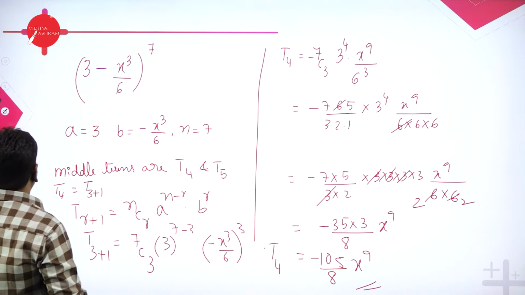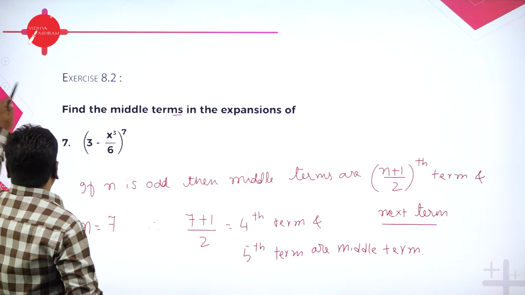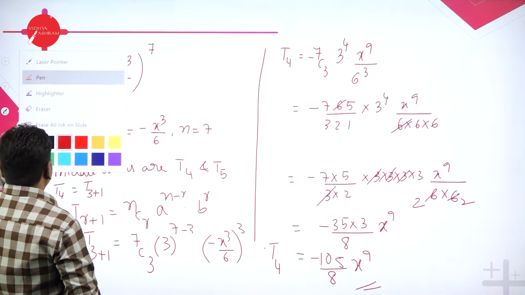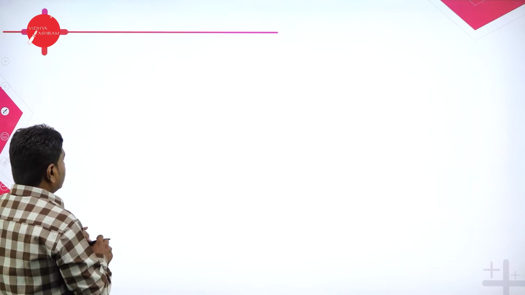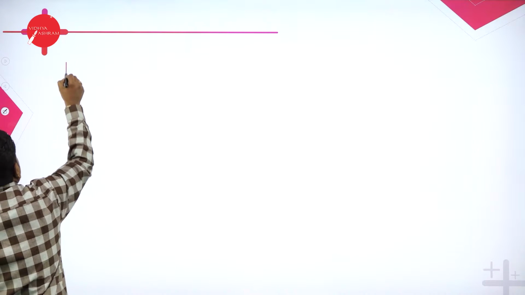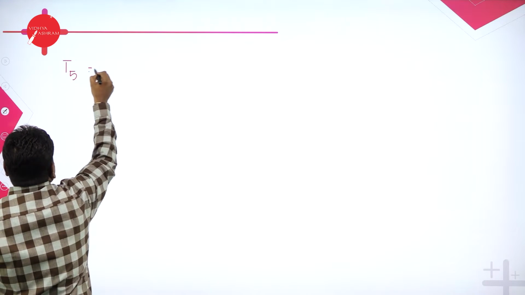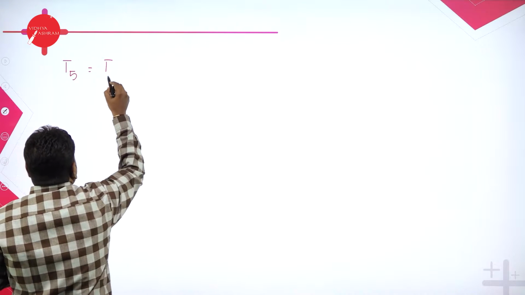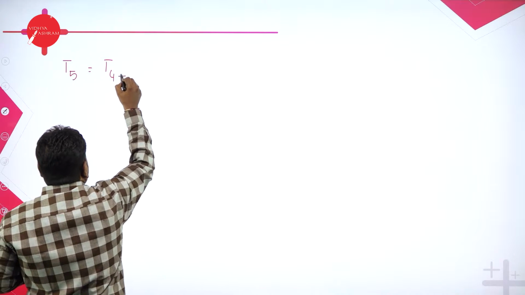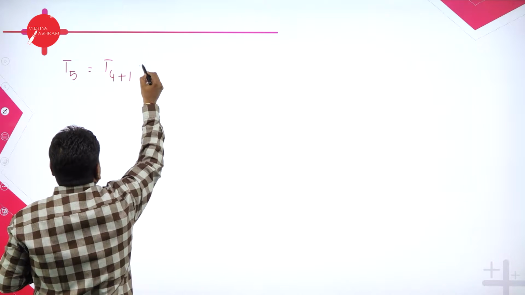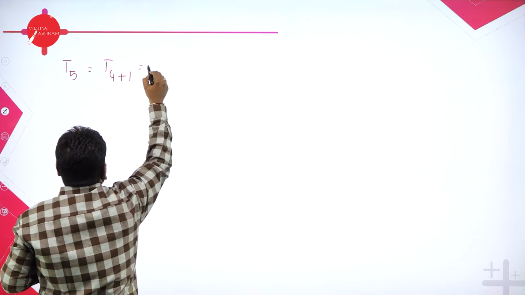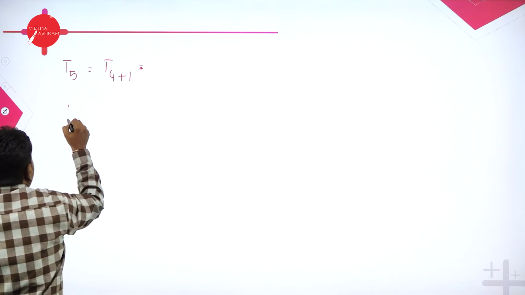Similarly, we want one more middle term. That's why we need to find T5. So I wrote T4, I am erasing now. T5. To find T5, T5 can be written as T4 plus 1. That is nCr. Okay, here again the T(r+1) formula.